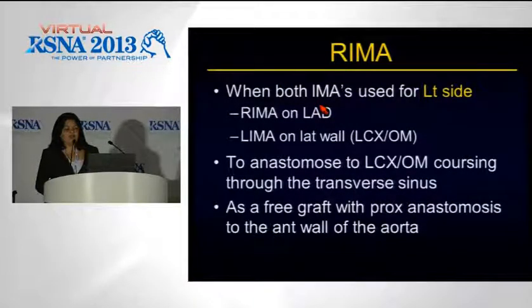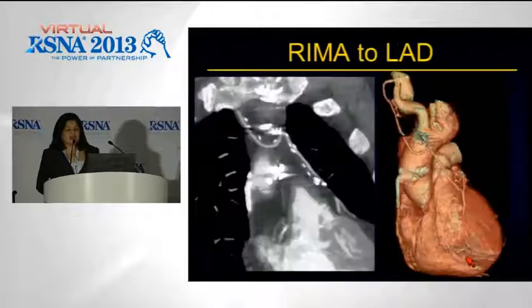However, when both internal mammary arteries are used for the left side, the RIMA usually is anastomosed to the LAD, and the LIMA on the lateral wall circumflex OMs, ramus intermedius. And sometimes the RIMA is anastomosed to the circumflex, where it passes through the transverse sinus. And very often it can be used as a free graft, like you do with the saphenous venous graft, with a proximal anastomosis on the ascending thoracic aorta.